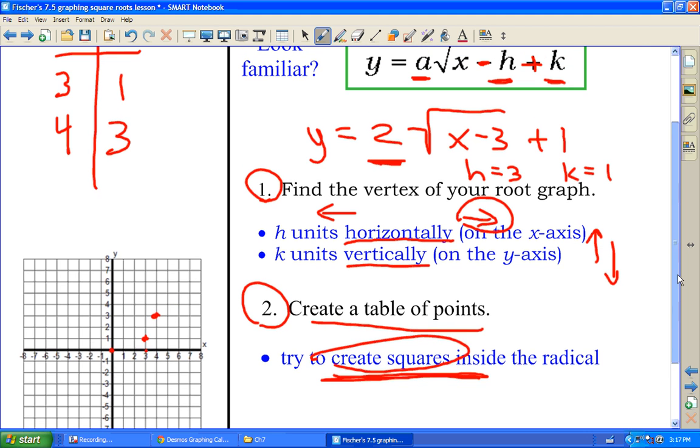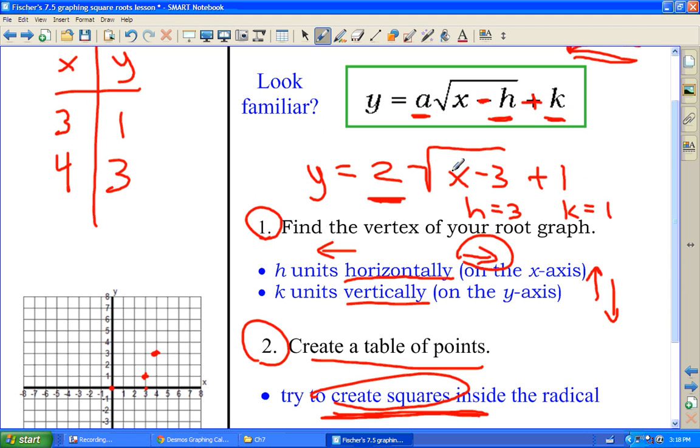The next perfect square would be 4. How do I get a 4 under the radical? Well, if I've already got the minus 3, I'm going to need a 7 for x, so I'm going to go 7. 7 minus 3 is 4. Square root of 4 is 2. 2 times 2 is 4. 4 plus 1 is 5. So at 7, I'm going to get 5. 1, 2, 3, 4, 5. And here's what my graph is going to look like. Starting from the origin, it's going to go up like this and out like that. And there you go. That's how you do that.